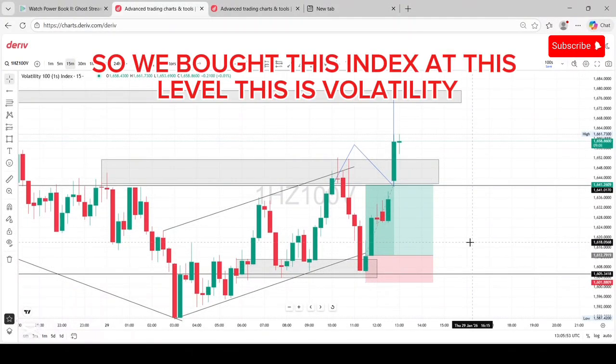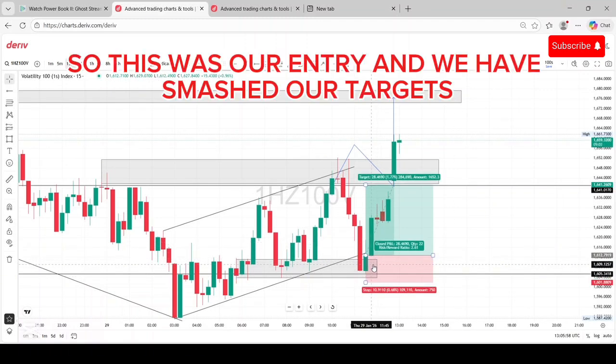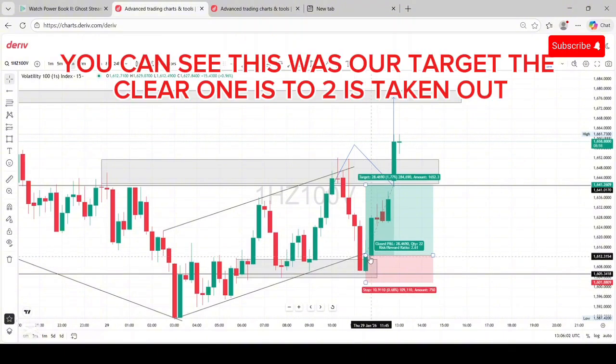So we bought this index at this level. This is the Volatility 101S index. So this was our entry and we have smashed our target. You can see this was our target. The clear 1 to 2 is taken out.